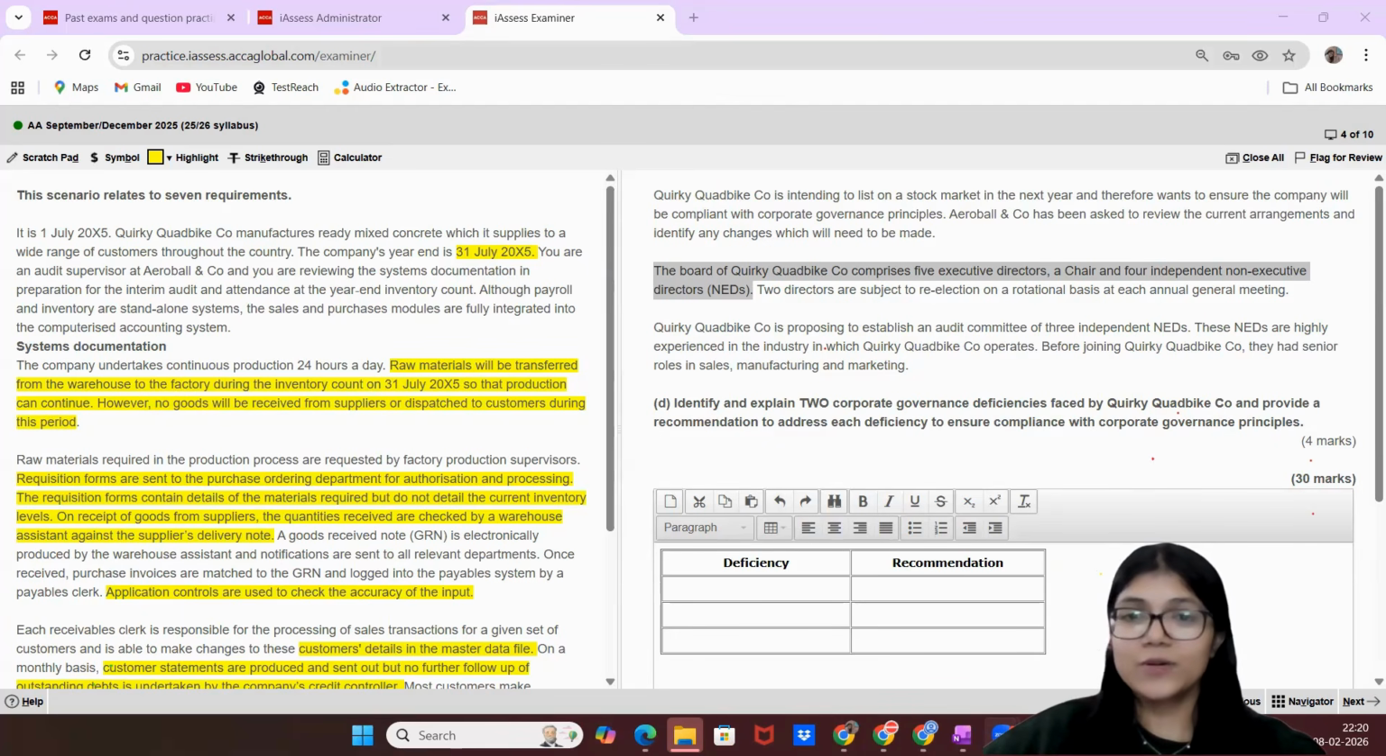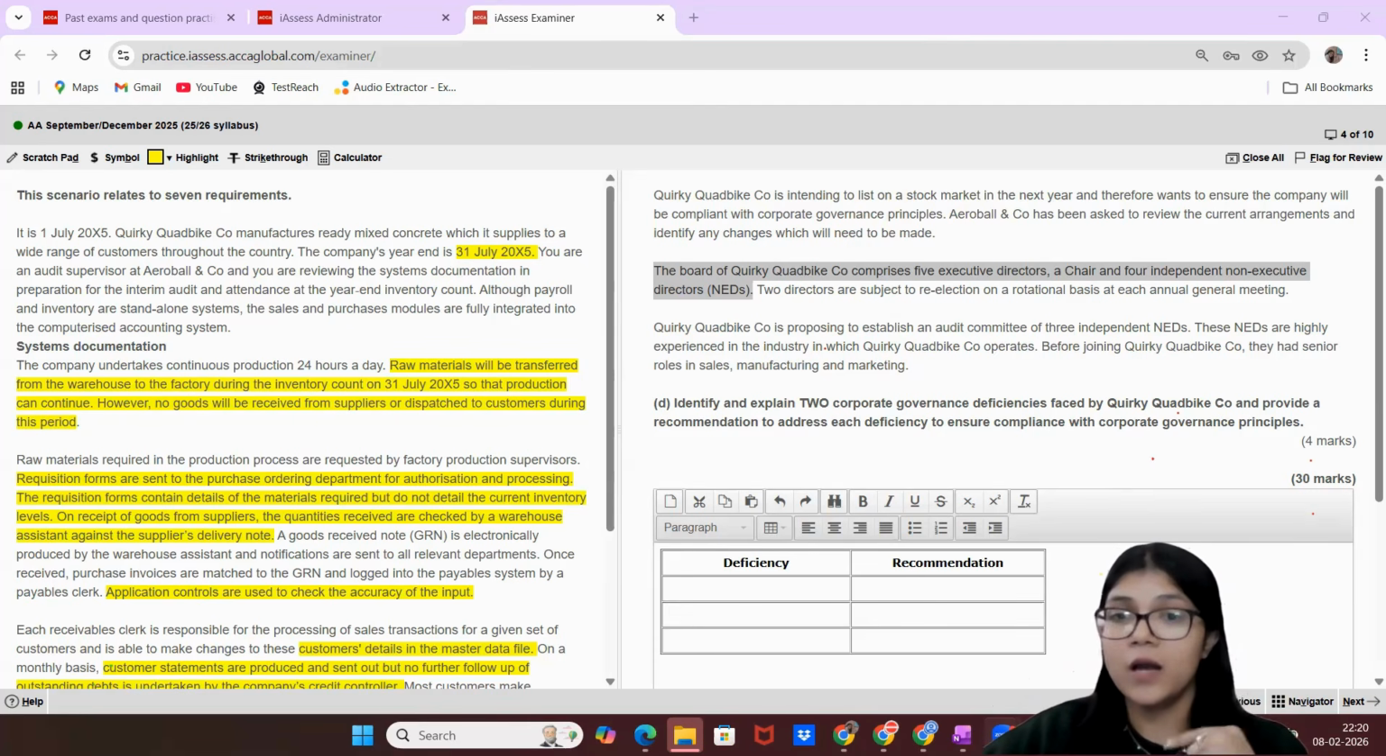See, again, questioning you people again. The chair is also an NED, right? So, 4 plus 1 chair is 5. 5 equals 5. So, what is the issue? The majority should be NEDs excluding the chairman. Yes. There should be a balance. NEDs should be equal to EDs, excluding the chair. Excluding the chair, that's the main thing.